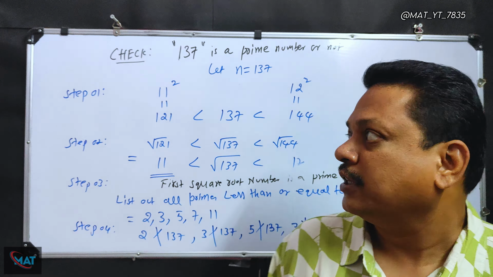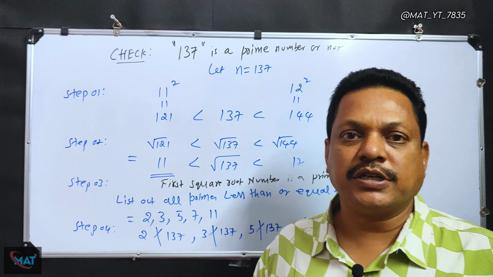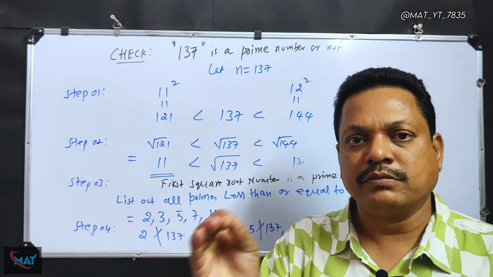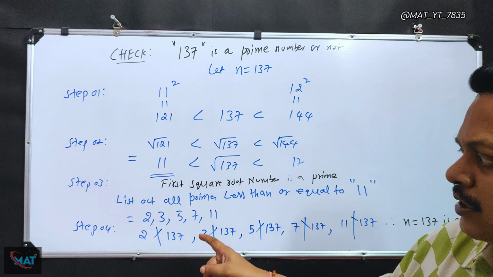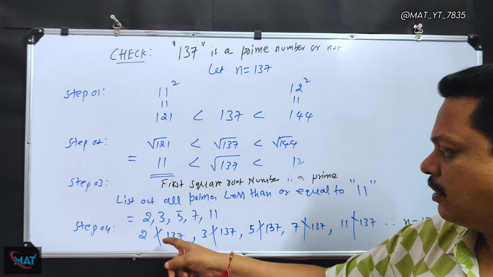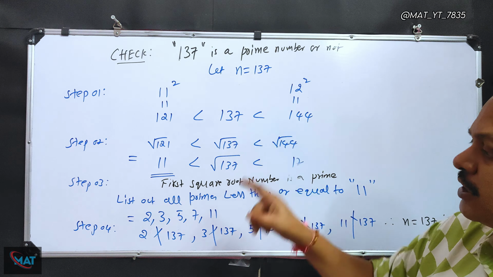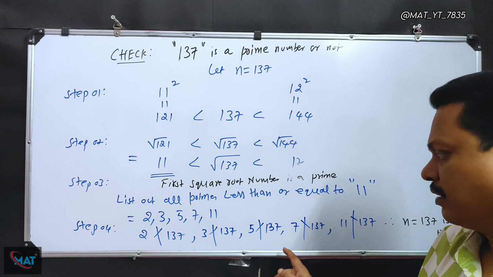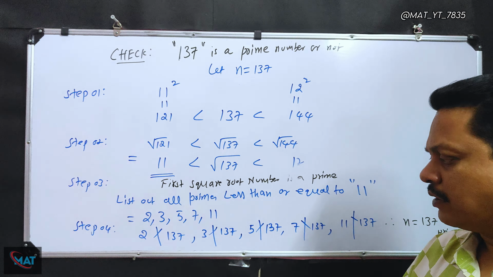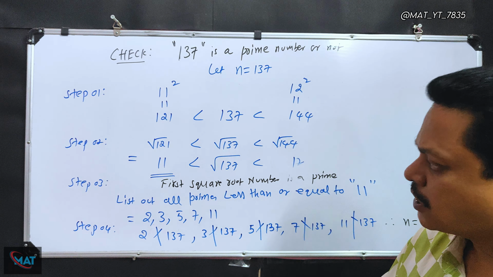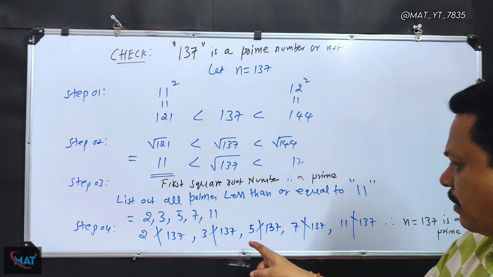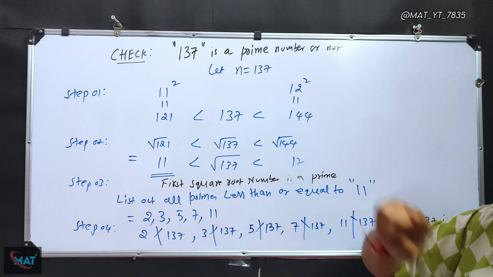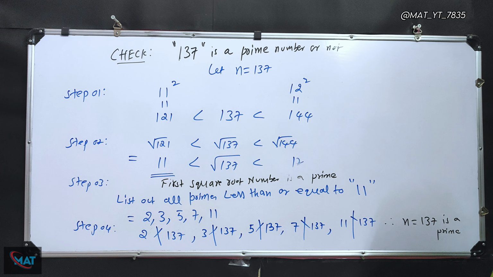Hope you followed how to apply the test to decide whether the given number is a prime number or a composite number. The last step will decide. If any one of the primes divides the given number, it is a composite number. At least one, and two prime numbers may also divide. It depends on the problem. Here you see, no prime number is dividing the given number 137. That's why 137 is a prime number.